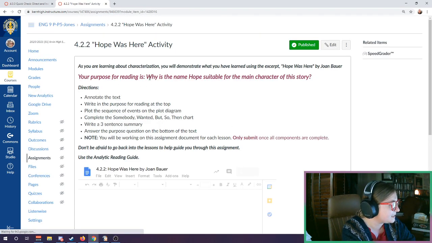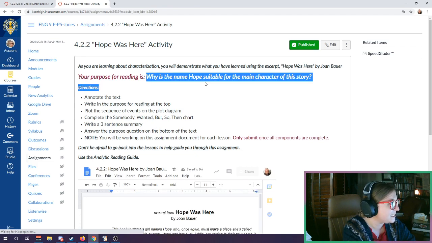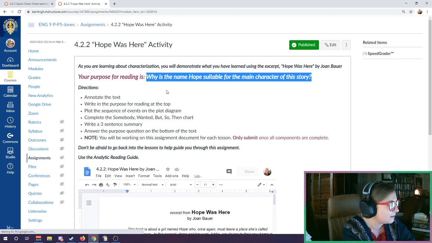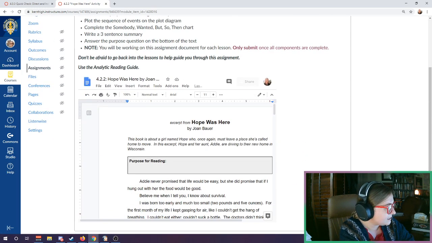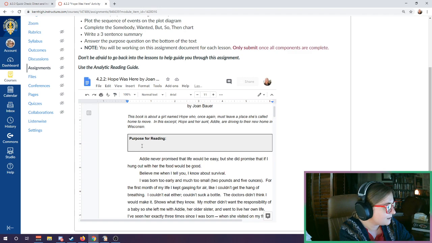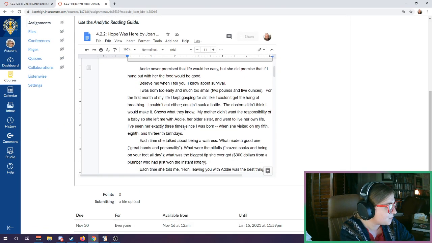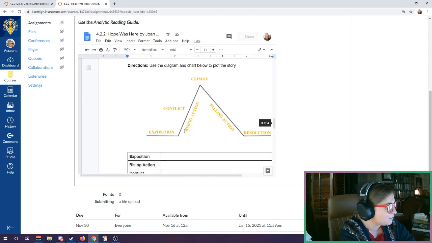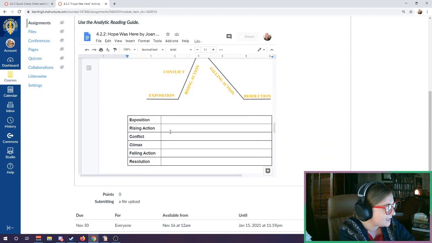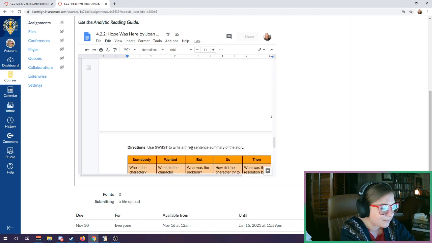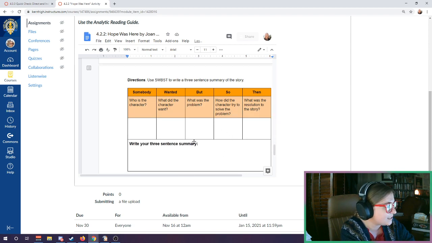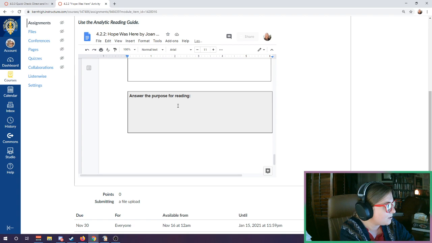Your purpose for reading this text is to answer this question: why is the name Hope suitable for the main character of this story? You'll read the excerpt and write the purpose for reading, so you'll put that question right here in the top box. You'll read the story, and by the end of the story, you should be able to tell me the story's beginning, rising action, conflict, climax, falling action, and resolution. So you'll be able to tell me the plot. You'll be able to give me a quick 3-sentence summary of the plot, and answer your purpose for reading down here at the bottom.